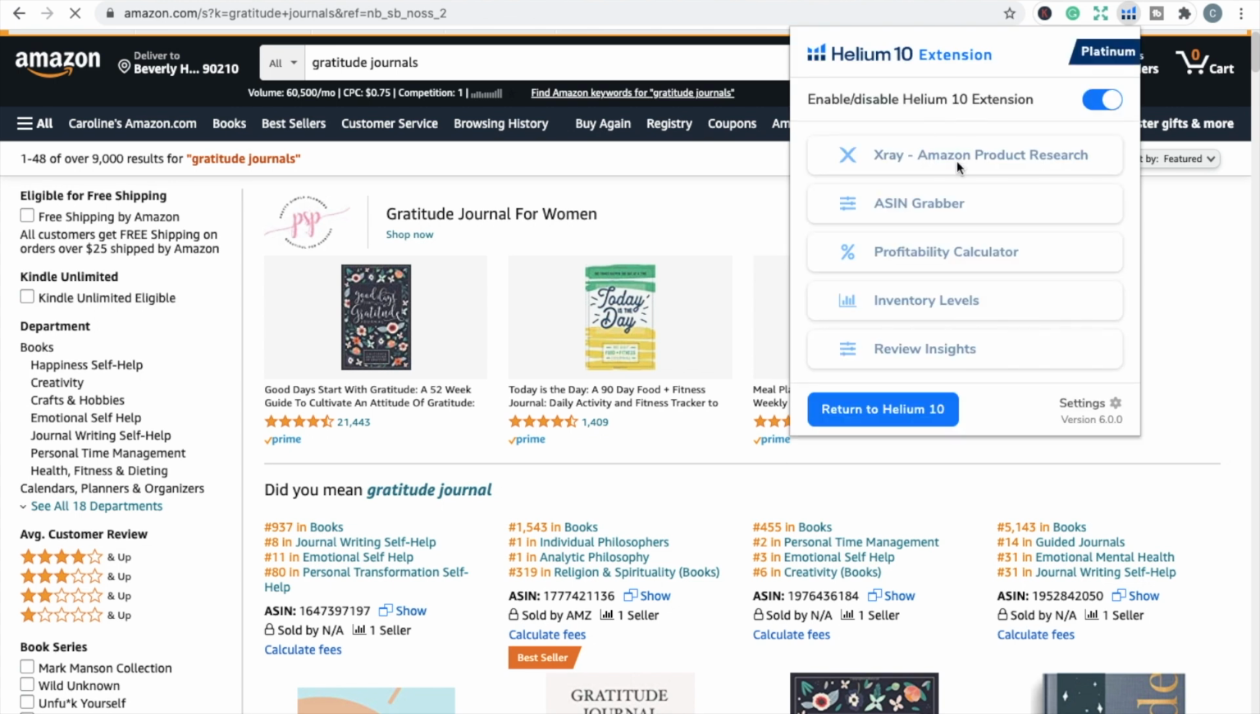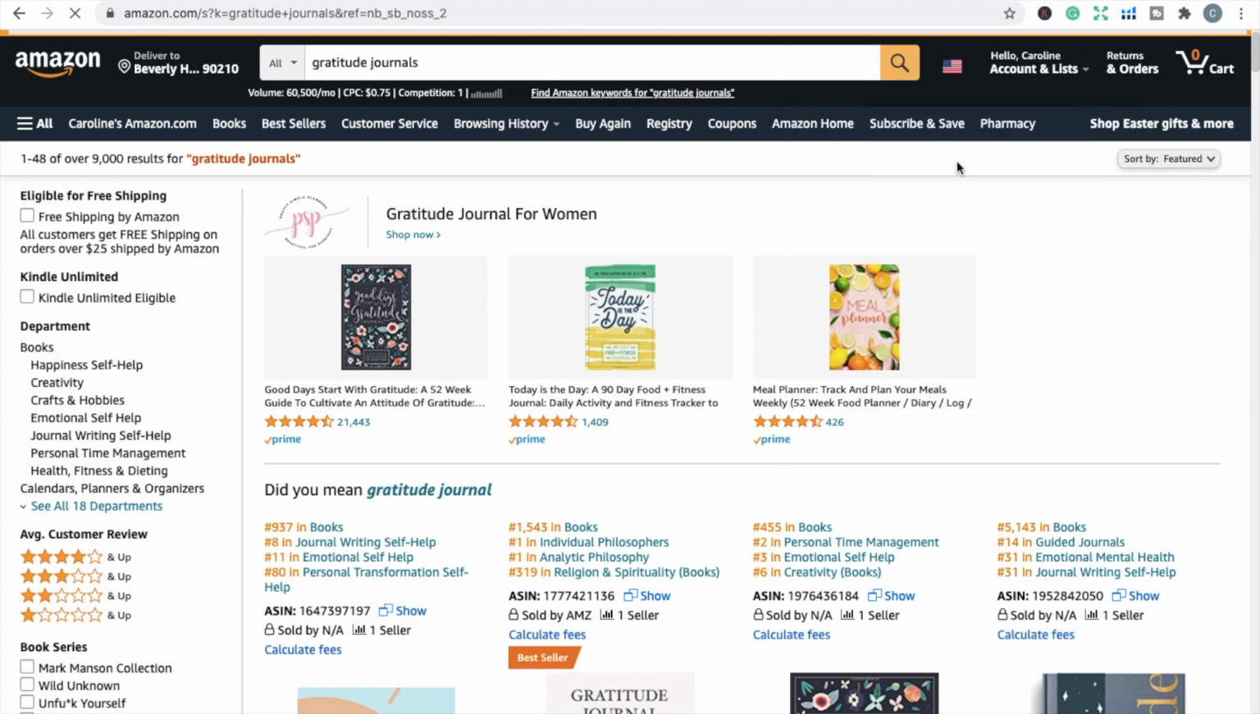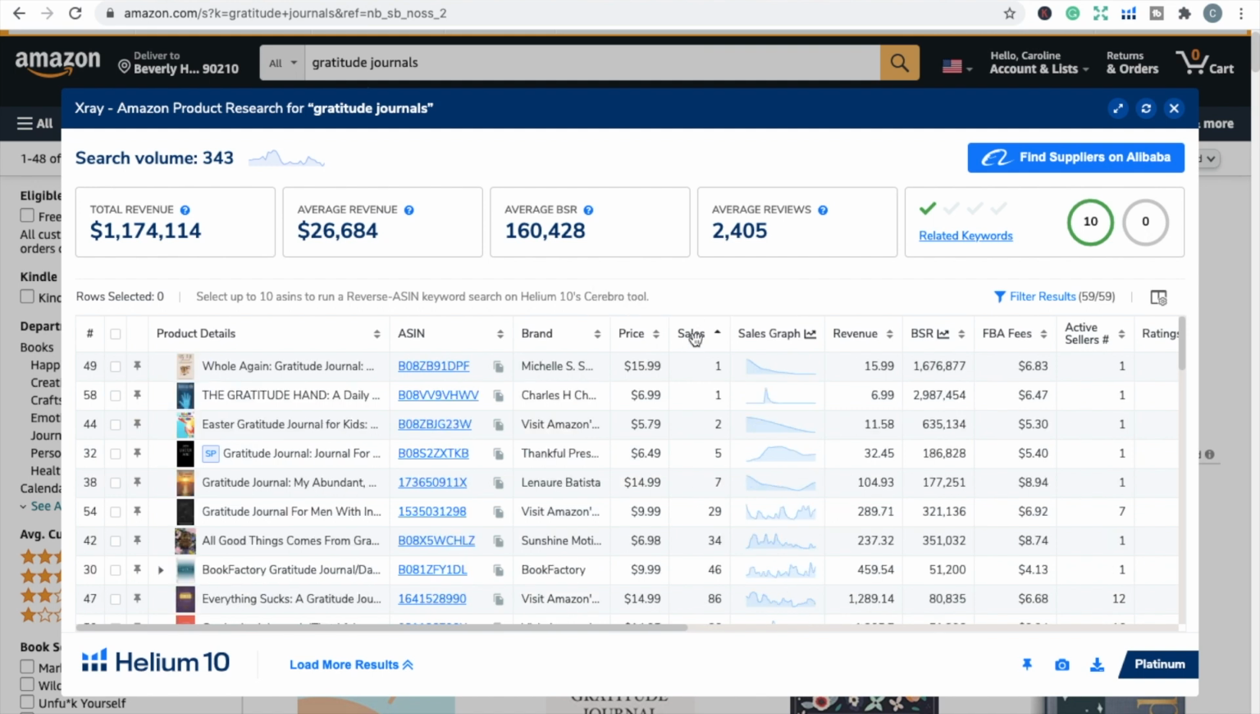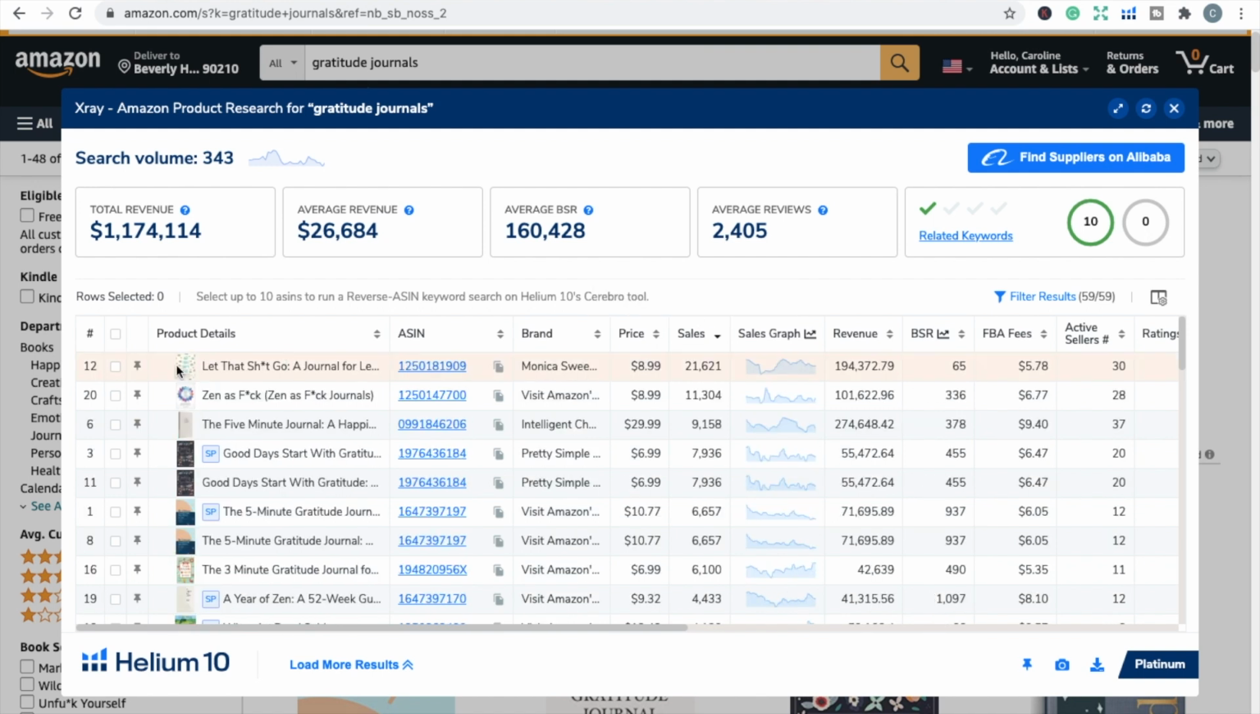Let's take a look at the first page of search results in X-Ray. And for this one, I'm just going to look at the top book in gratitude journals. So again, let's just sort by the sales. The top book under gratitude journals is making nearly $200,000 per month. Obviously, that's not what the person who made this book gets because fees need to be taken out and things like that, but it is still a huge amount of money.